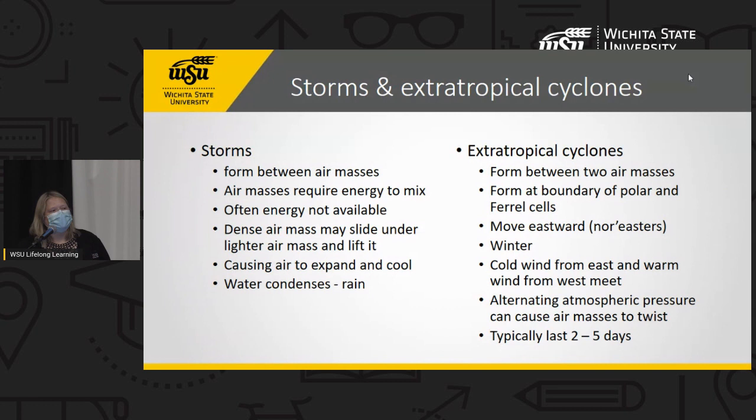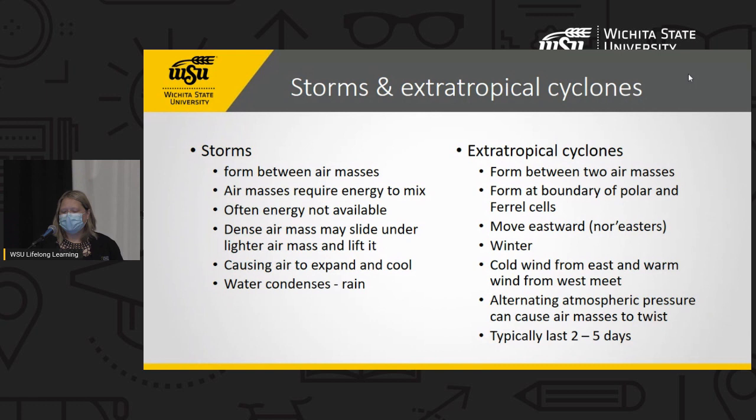So the dense air is heavier, and it's going to slide underneath the lighter air mass. So when it's sliding underneath it, it's pushing it up a little bit. And when it pushes it up and lifts it, it's causing this air to expand, and then it cools. And when it cools, it starts to condense and form things like storm clouds, rain.